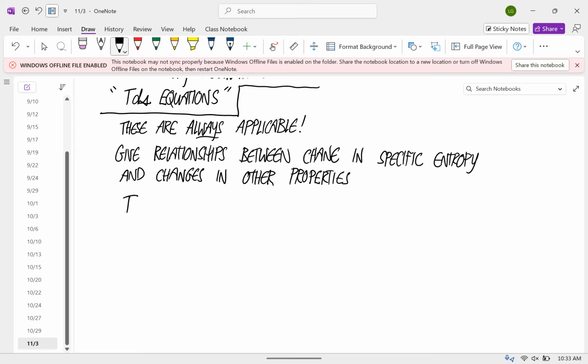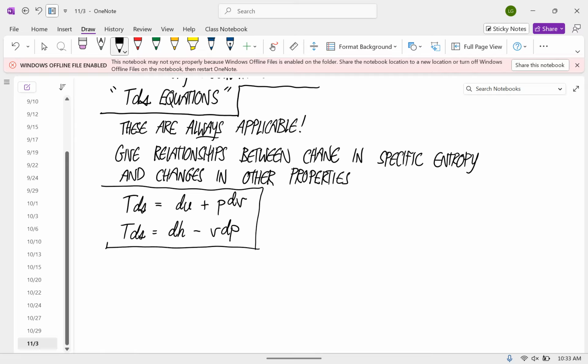So the first one says TdS is equal to du plus PdV. And the second one says TdS is equal to d little h minus v dp. So those are the TdS equations.